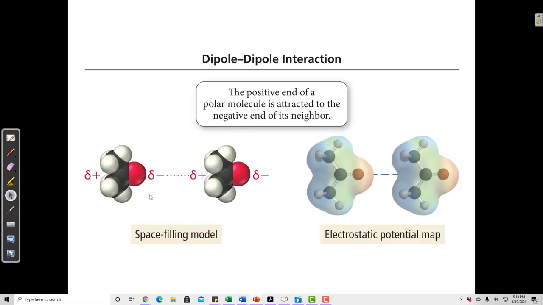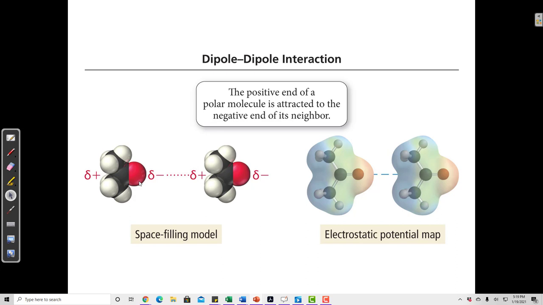In a molecule that's polar, the plus and the minus is always there. It's a permanent dipole because the plus and the minus comes from the electronegativity difference between carbon and oxygen. Oxygen takes the electrons away from carbon, so oxygen is partial minus and carbon is partial plus.